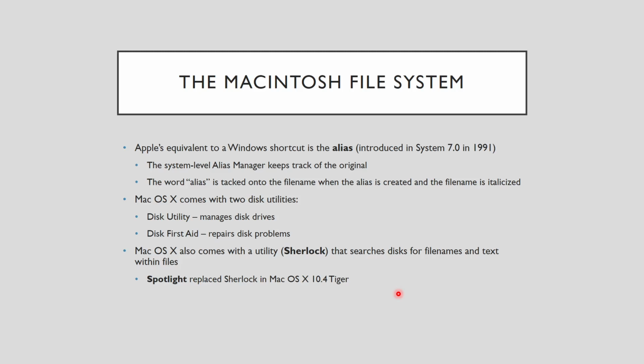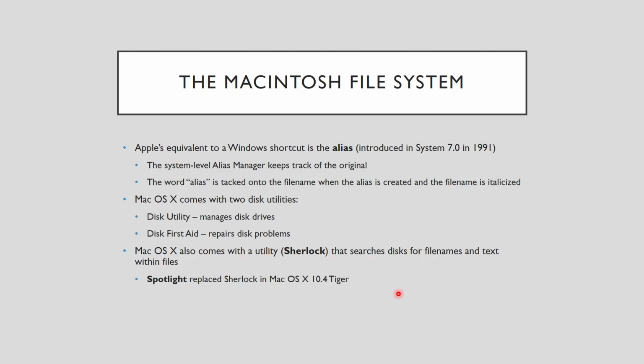And there are two disk utilities that come with Mac OS X. We have the Disk Utility and the Disk First Aid. The Disk Utility manages the disk drives, and the Disk First Aid repairs disk problems, as the name implies. And also, Mac OS X comes with a utility, Sherlock, that searches disks for file names and text within files.